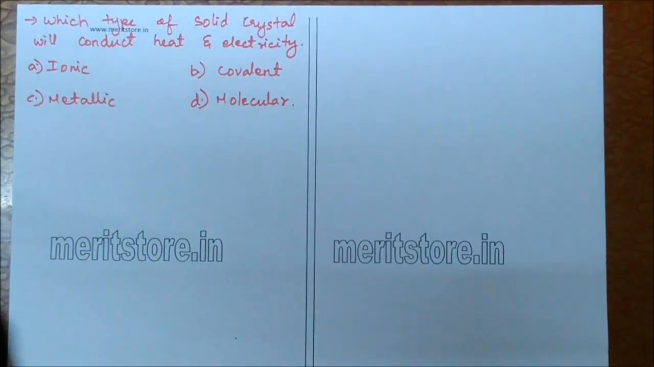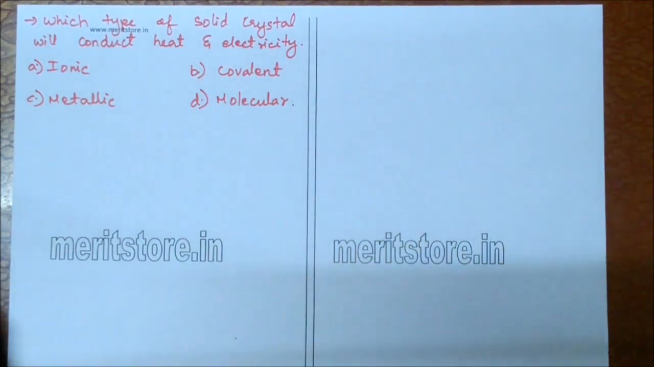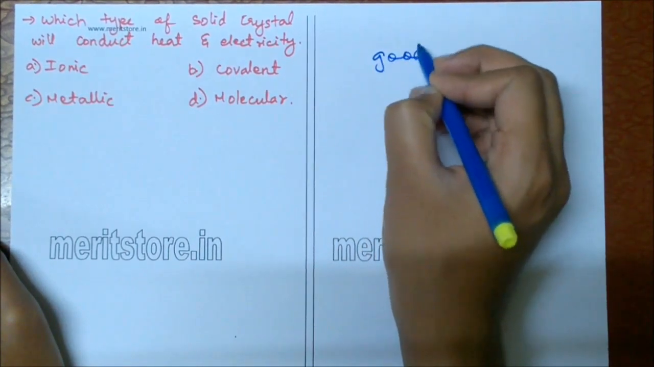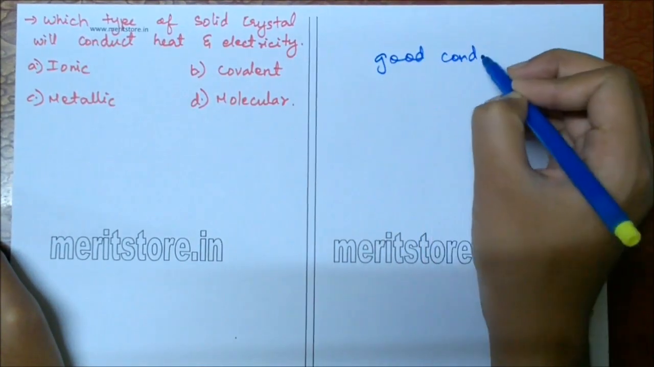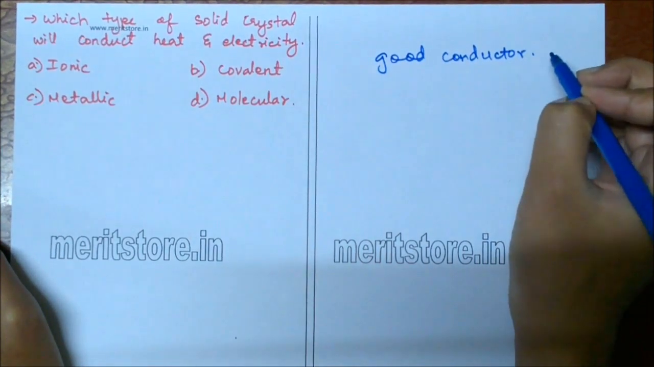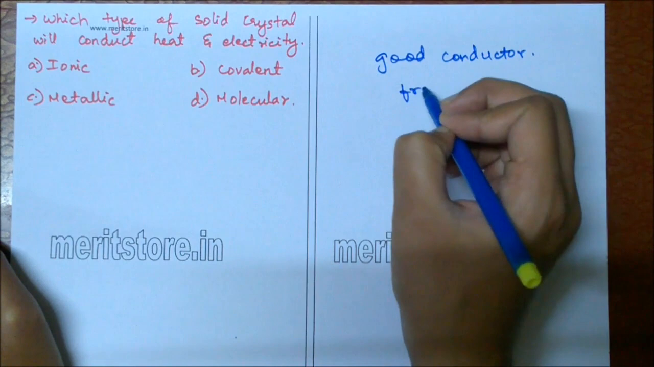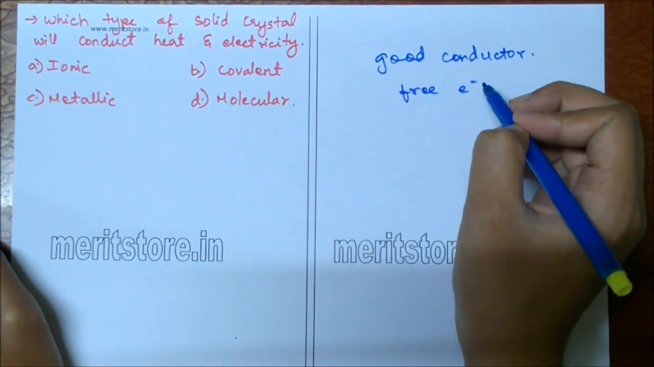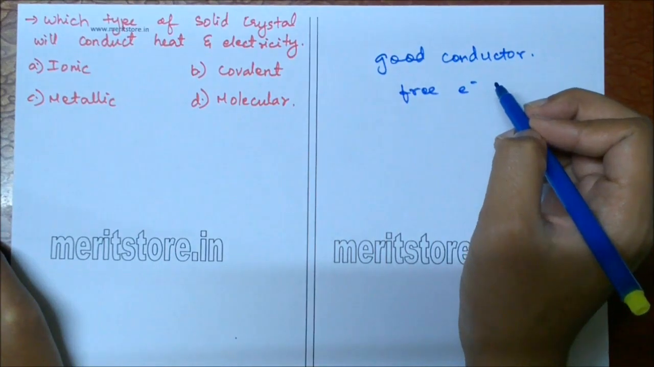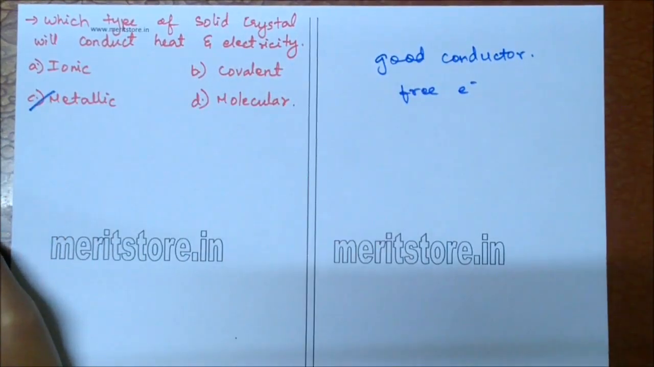Which type of solid crystal will conduct heat and electricity? A) Ionic, B) Covalent, C) Metallic, D) Molecular. Metallic crystals are good conductors of heat and electricity because they have free streams of electrons in the metal. So they are good conductors, hence metallic is the correct answer.